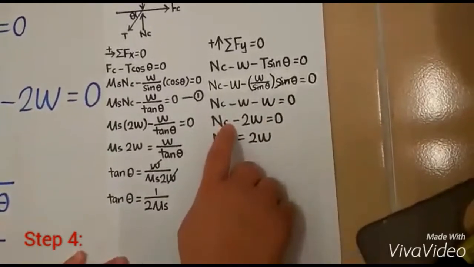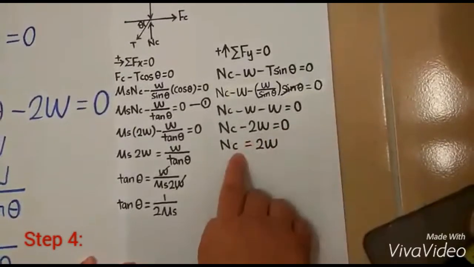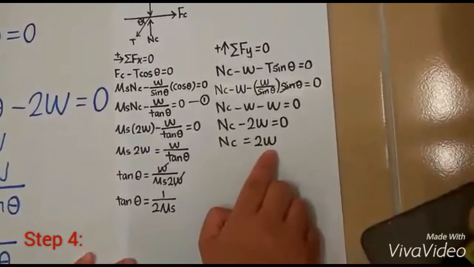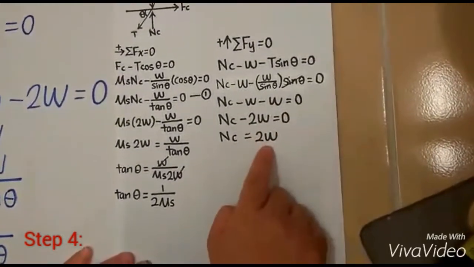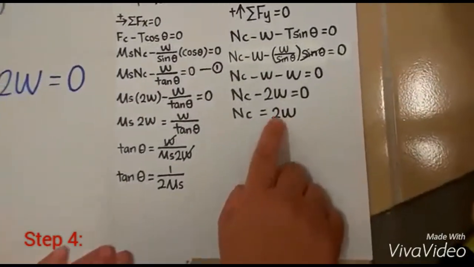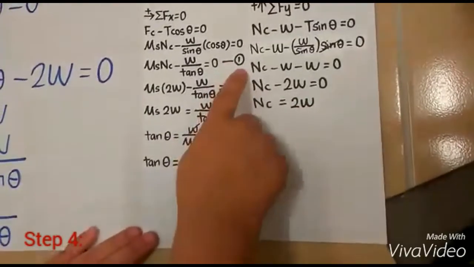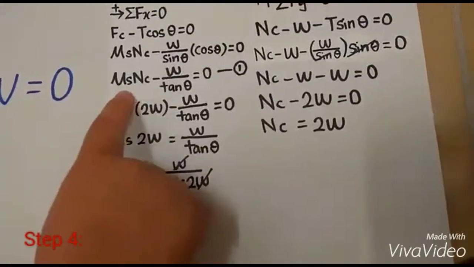Okay, Nc minus 2W equal to 0. So the final answer for Nc is Nc equals 2W. This one we move to the behind. So Nc equals 2W. Okay, we just leave it first. Then we substitute Nc equals 2W into equation 1. Okay, for equation 1, we get this one, right?